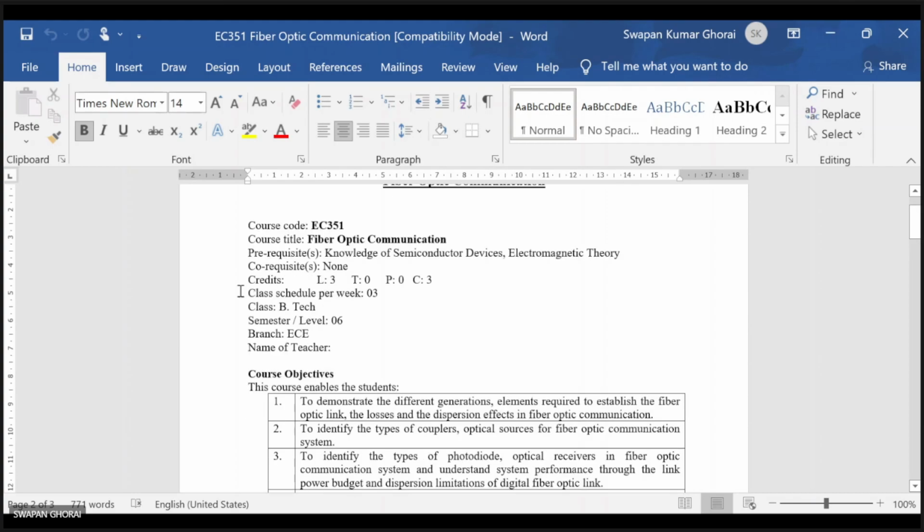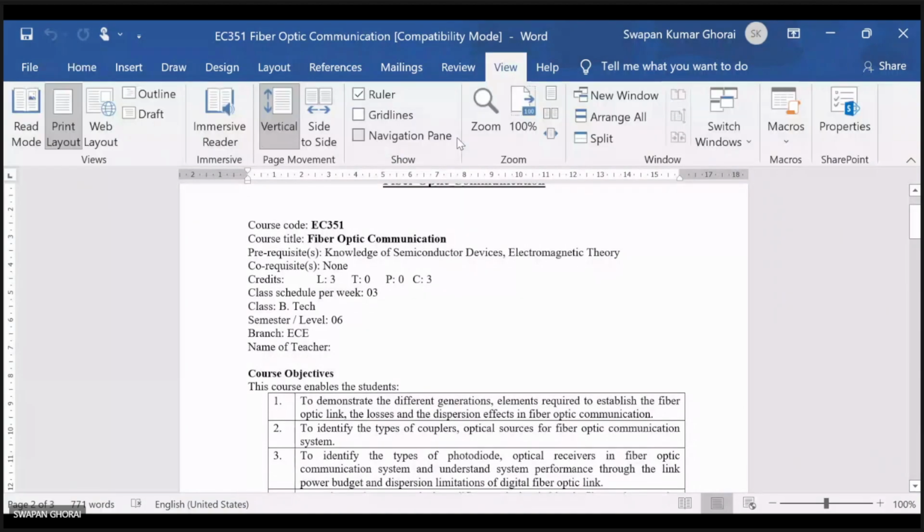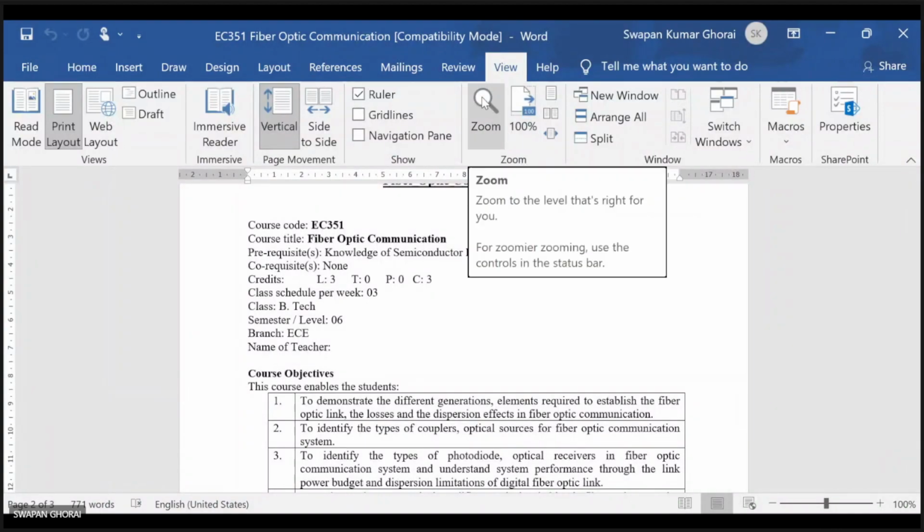Cannot increase it, but it is readable, sir. Yes, sir, visible. It's clear? Yes, clear. Okay. Or we can make it bigger. If you make the view slightly bigger, let me check whether it is possible or not. Zoom.